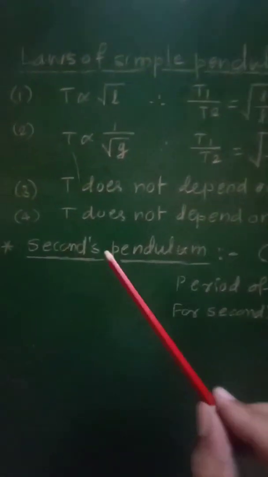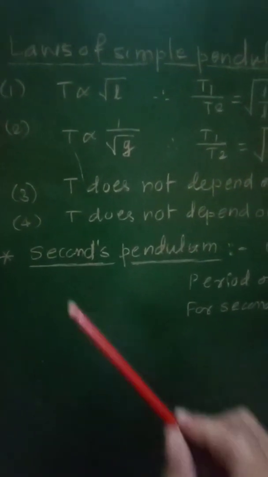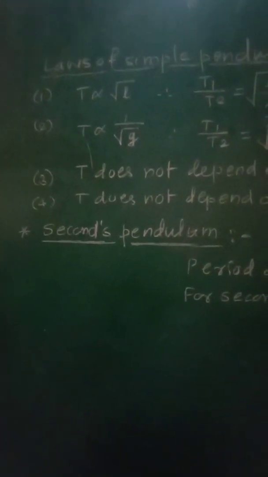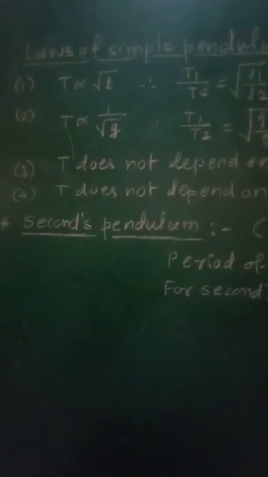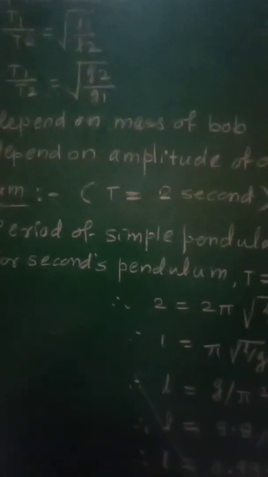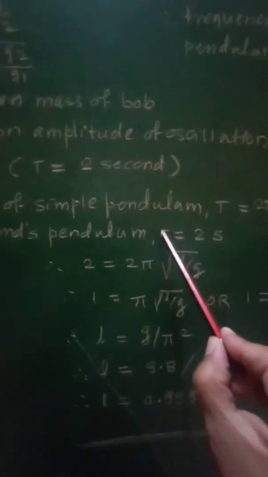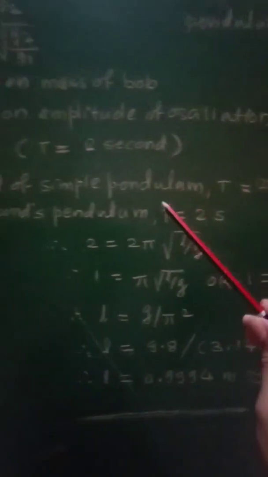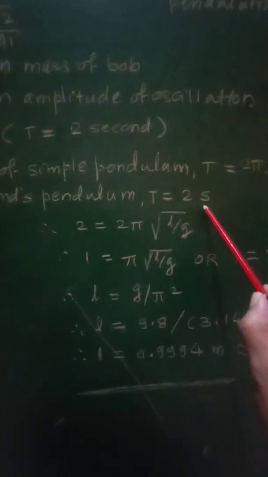Now let us consider the next point, that is, what is a seconds pendulum. A simple pendulum having its period equal to 2 seconds is called a seconds pendulum, and therefore for a seconds pendulum T equals 2 seconds. Now the period of simple pendulum is given by the formula T equals 2 pi square root of L by g, and for seconds pendulum T is equal to 2 seconds.